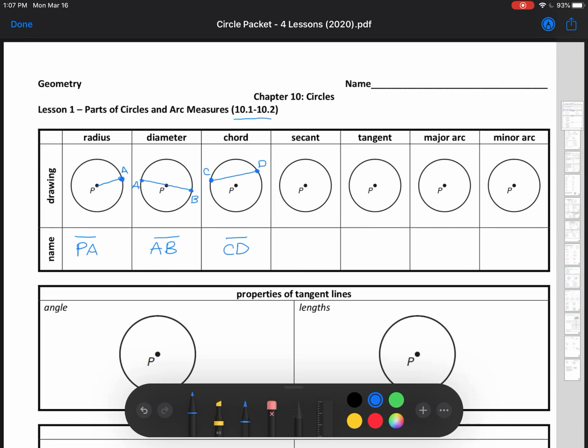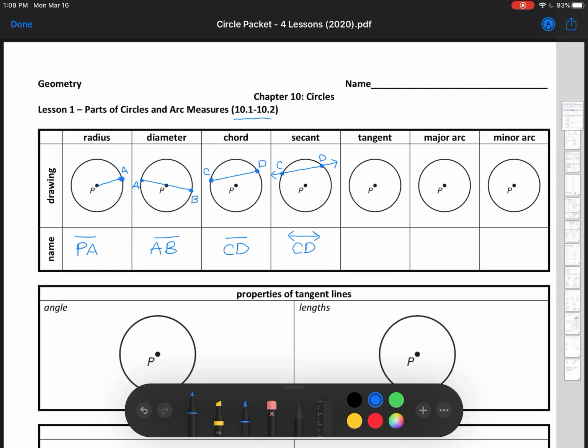A secant is related to a chord. A secant, though, is a line. It's a line that intersects the circle. It hits the circle in two different places. And so maybe I'll call that point C and that point D again. And so the only difference between a chord and a secant is that a secant is the entire line. So a chord being the segment, a secant being the line that goes through.